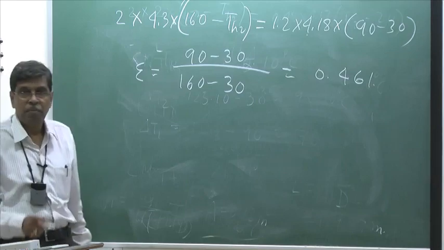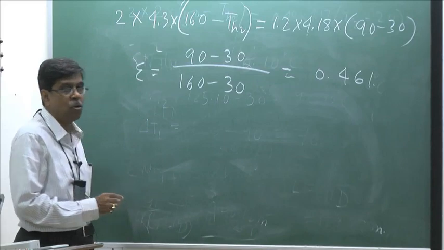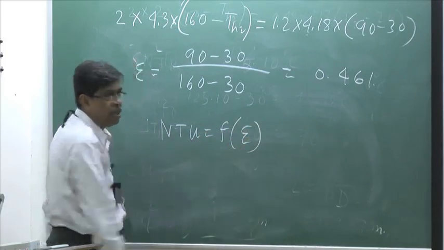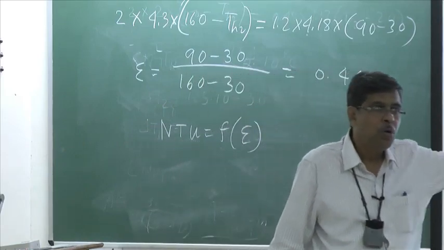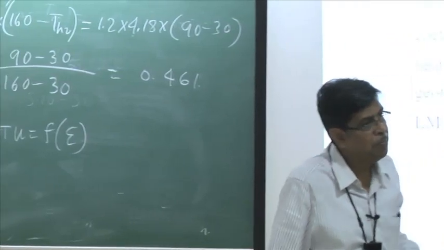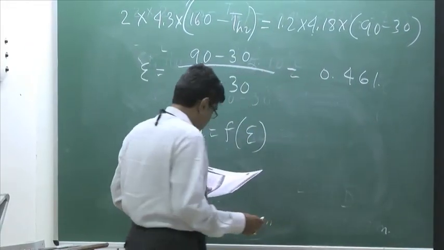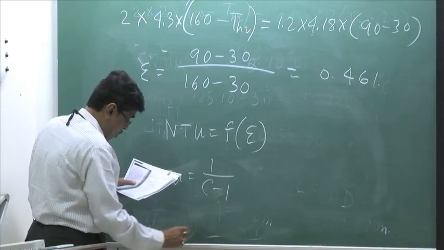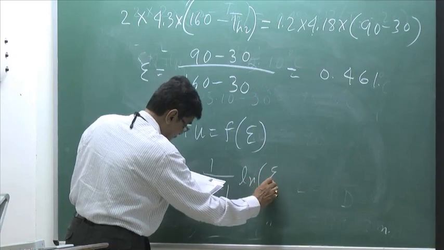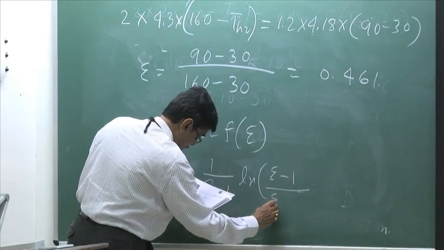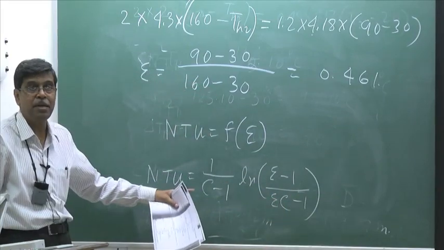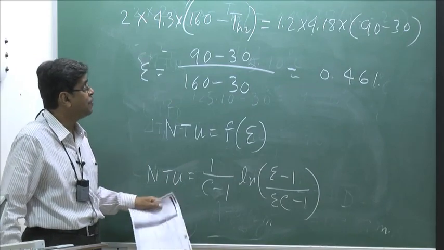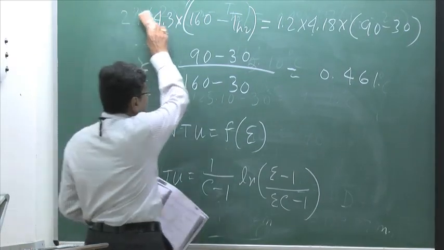Now the problem is that epsilon is known. You have to find out the surface area and finally length. That means I have to express NTU as a function of epsilon. For that, a little more labor you have to put. We express epsilon as a function of NTU. If you write the other way, NTU is equal to 1 by C minus 1 into ln of epsilon minus 1 divided by epsilon C minus 1. What is C? C is C min by C max.